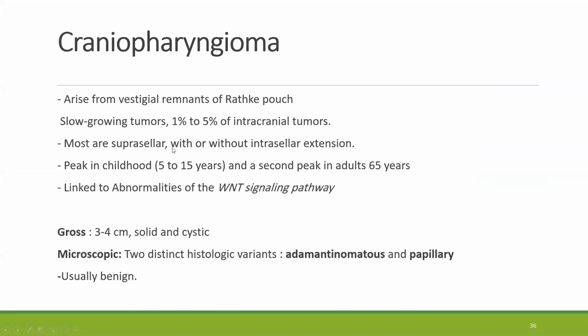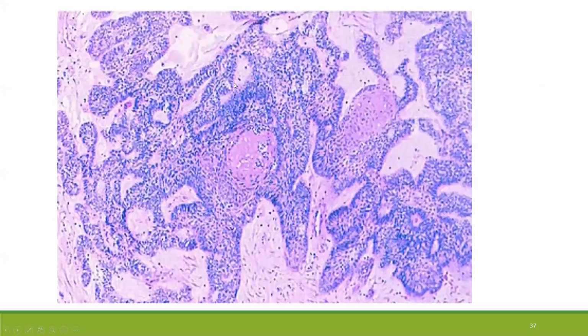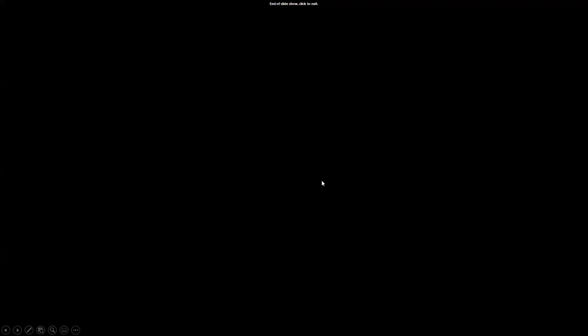The histologic variants of the craniopharyngioma, you don't need to know them. What you need to know is the histopathology: basaloid epithelium with palisading, and in areas we see squamous epithelium. Grossly, craniopharyngioma, as I said, is a solid and cystic lesion. And that's all you need to know about the pituitary gland.